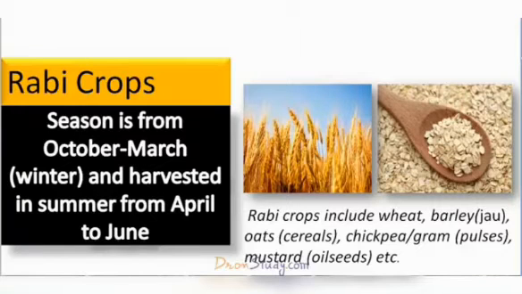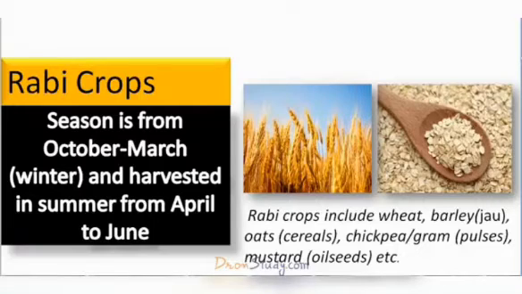First, we are going to Rabi crops. The season is from October to March and harvested in summer, that is from April to June. These kinds of crops are known as Rabi crops. These crops are grown in Punjab, Haryana, Himachal Pradesh, Jammu and Kashmir, Uttarakhand and Uttar Pradesh. Some crops cultivated in this season are wheat, barley, peas, gram and mustard.